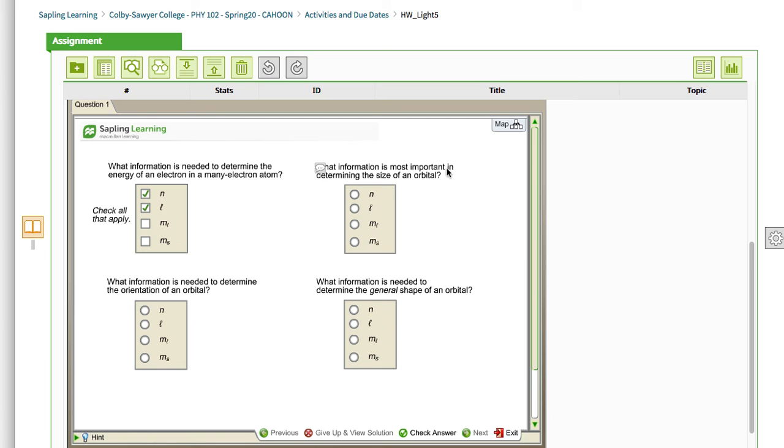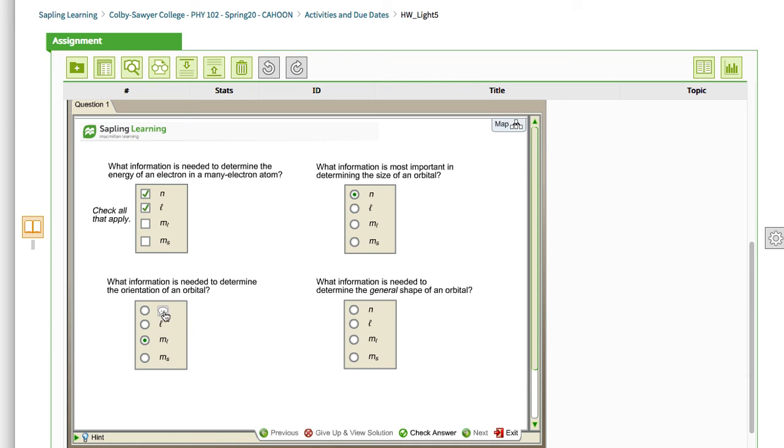What information is most important in determining the size? The size is going to be determined by just n alone. That's like what the energy level is. There's a formula connecting n to the radius of the orbit, so n is the only quantum number that affects the overall size. The orientation is what's given by m sub L.